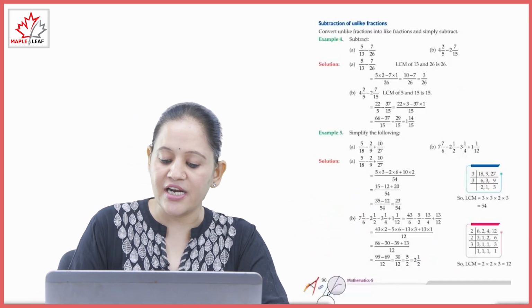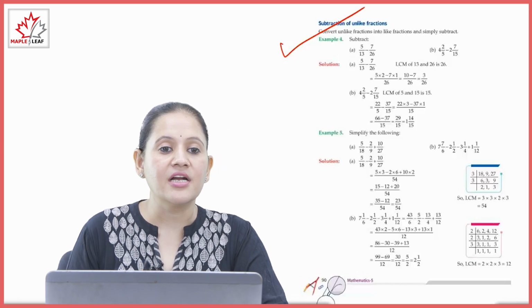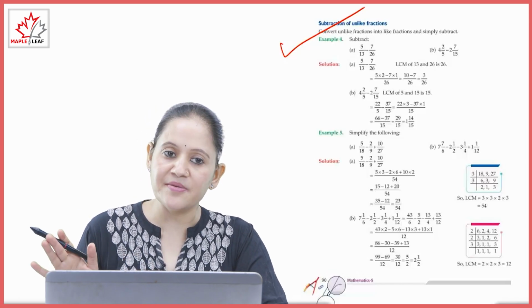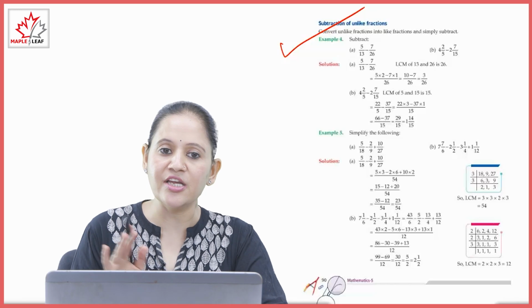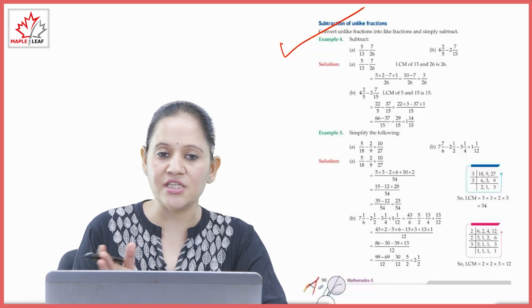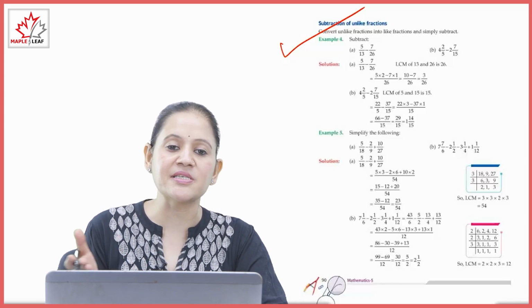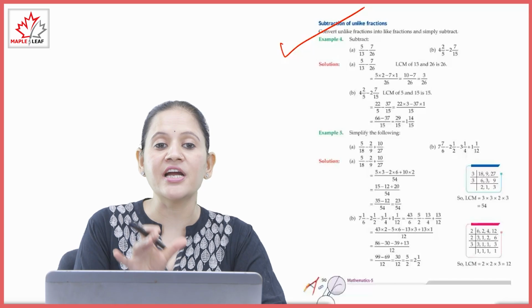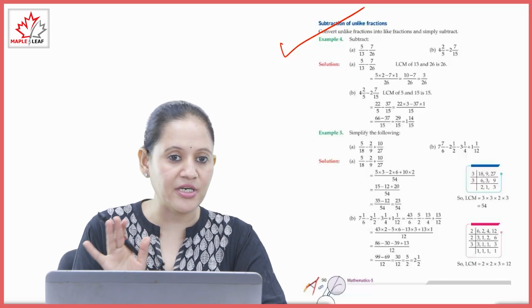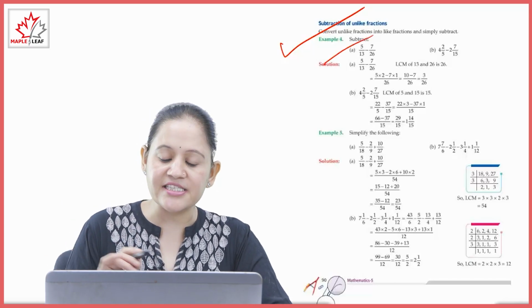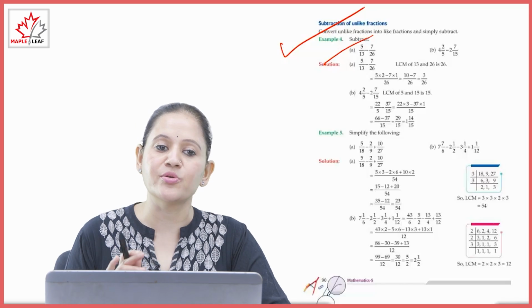Next is subtraction of unlike fraction. Convert unlike fraction into like fraction. पहले हम like fraction में convert करेंगे और जैसे हम करते हैं उसी तरीके से हम जैसे कि like fraction में subtract करते हैं means find the difference of their numerator and write the common denominator. So here we'll take an example. 5 upon 13 minus 7 upon 26.